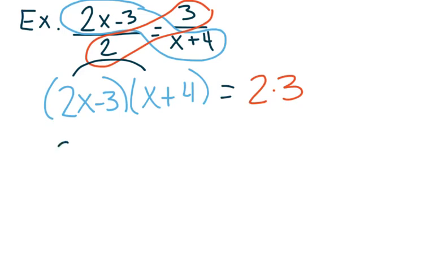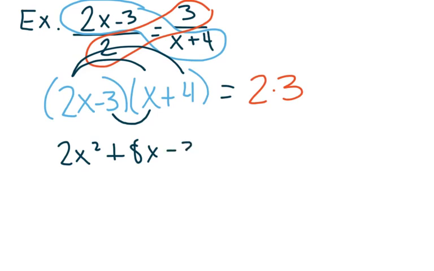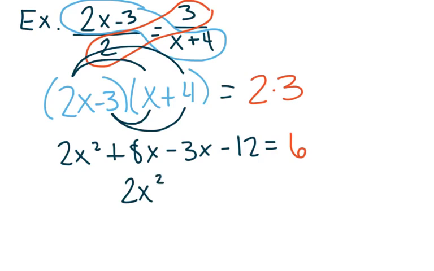So 2x times x is 2x squared. Now I'm going to do the outer. 2x times 4 is 8x. I'm going to distribute the negative 3 now. Negative 3 times x is negative 3x, and I have to distribute the negative 3 to the 4. Negative 3 times 4 is negative 12, equals 2 times 3 is 6. So if you'll notice, I have some like terms that I can combine. So I have 2x squared, and 8x minus 3x is 5x, and we have minus 12 equals 6.